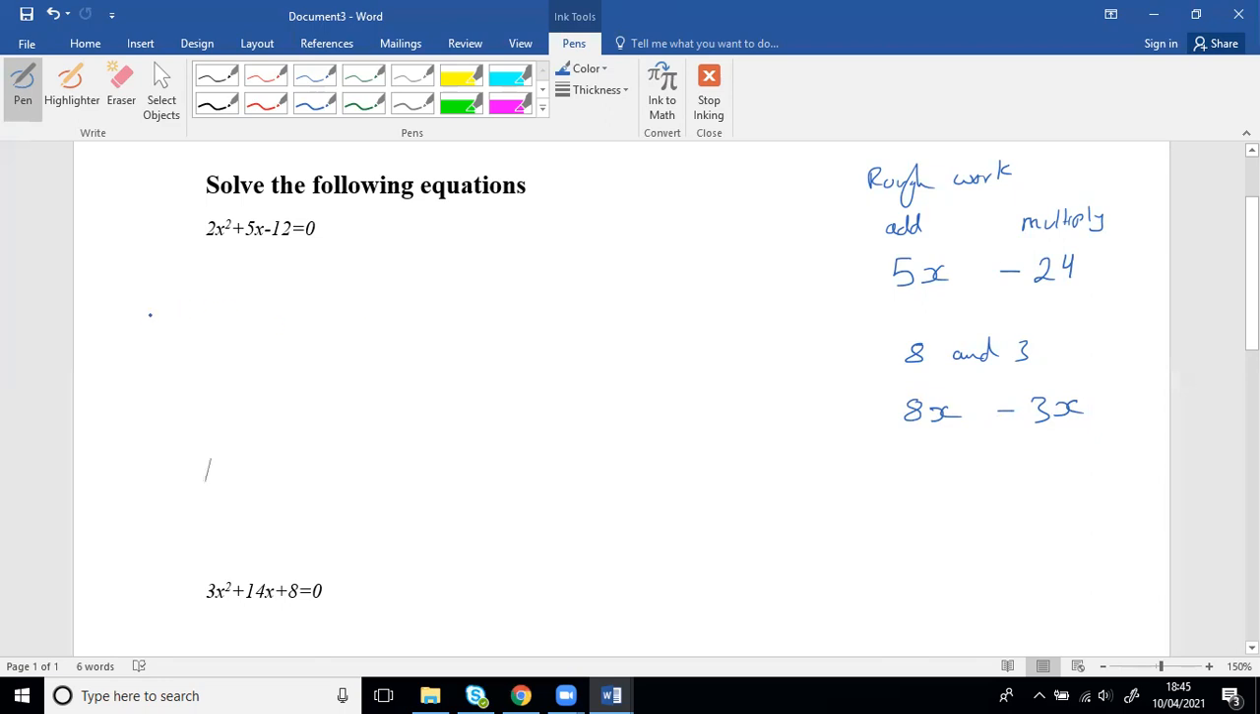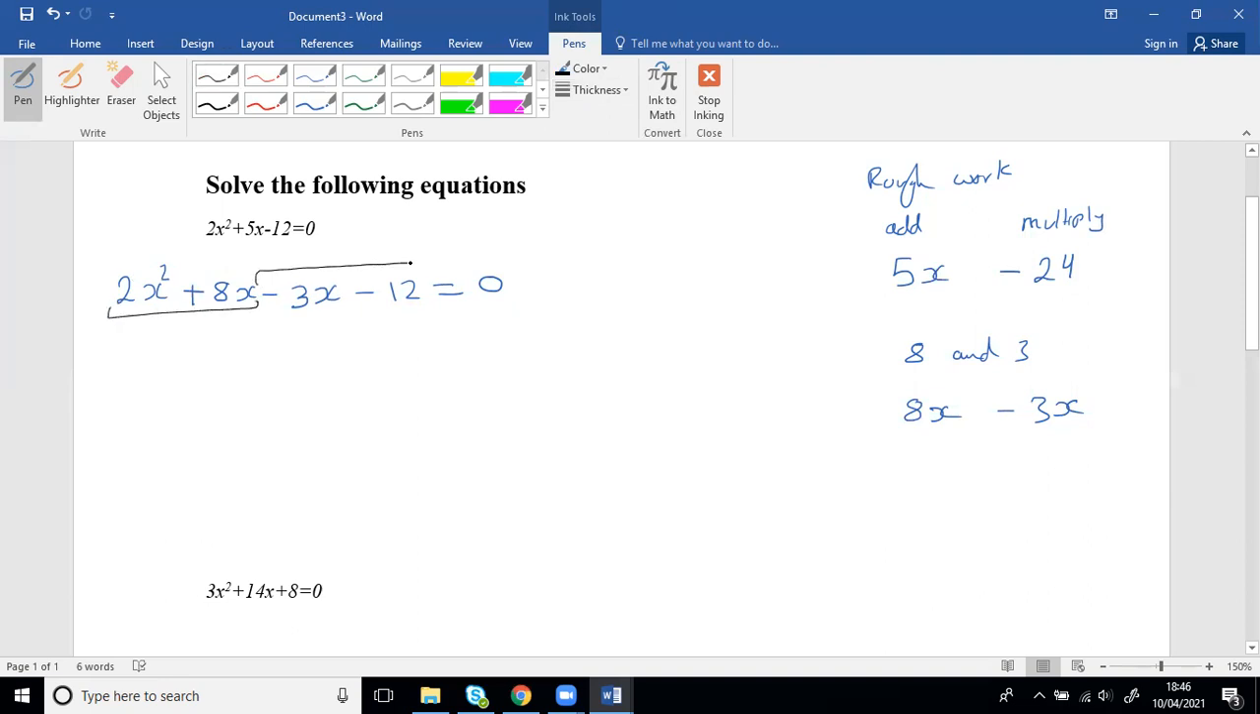Now I'm going to come back to my initial question. I'm going to write 2x squared. Now, instead of 5x, I'm going to write 8x minus 3x. So plus 8x minus 3x minus 12 equal to 0. So all of this was just to replace 5x with something else that when I add it, still gives me 5x.